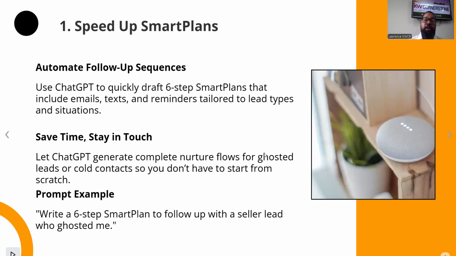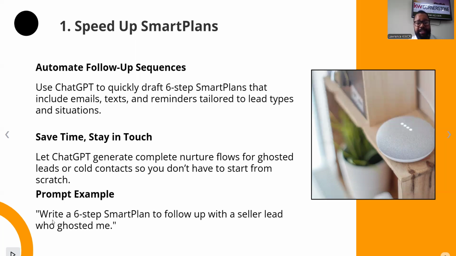Instead of going through it ourselves and sitting there trying to figure out, well, what do we send? What's pertinent information? What do homeowners want to look for? What are some things I can send them? We're going to use ChatGPT to generate complete nurture flows, even for ghosted leads or cold contacts, so you don't have to start from scratch.